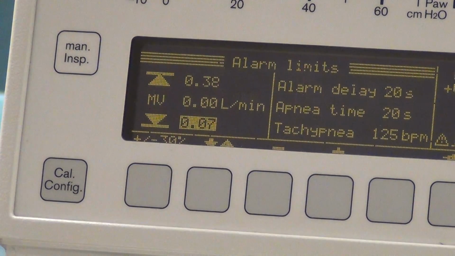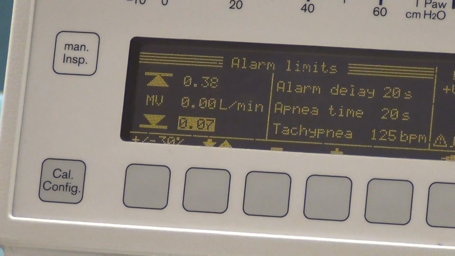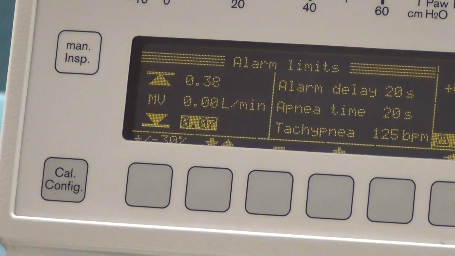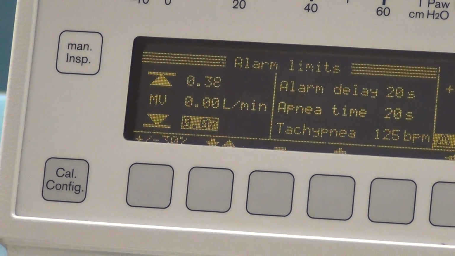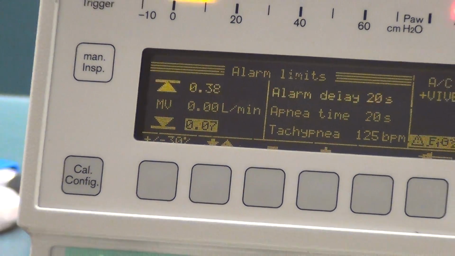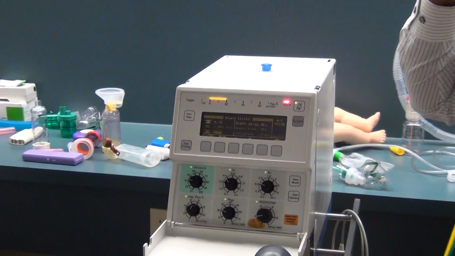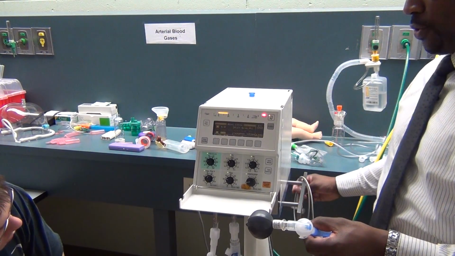All right, so we're going to make an adjustment to our minute ventilation alarm. But notice we have a 0 minute ventilation. Why is that? The patient's not hooked up. Let's get our test line. All right, well now the patient is connected. Okay? We still do not have a minute ventilation. Why not? Here's your hint.